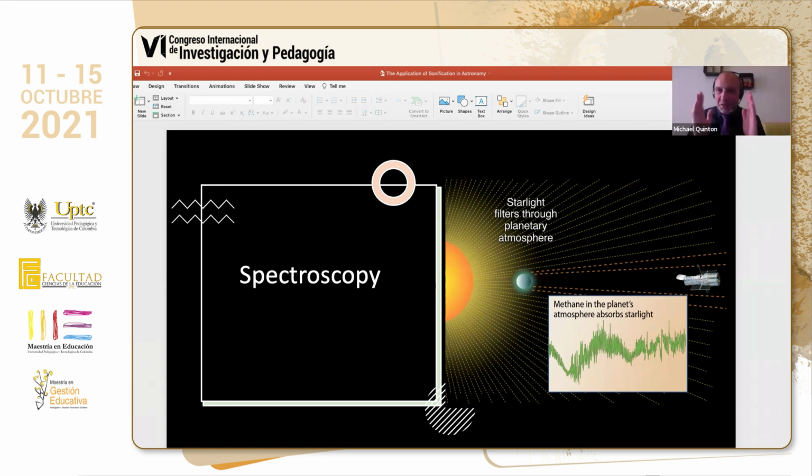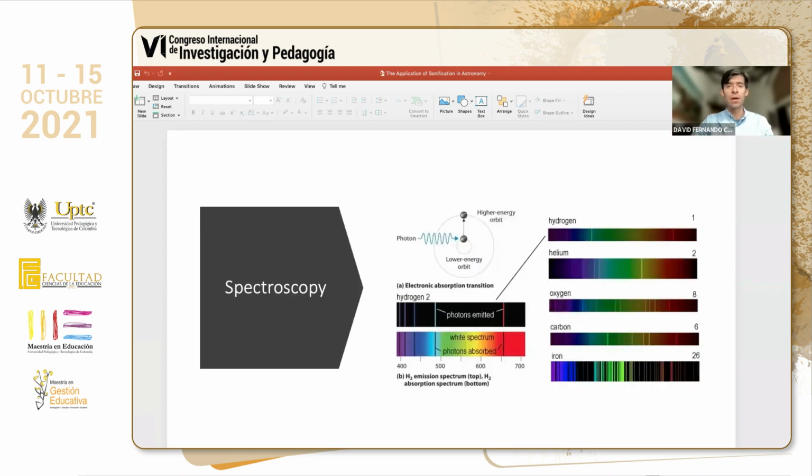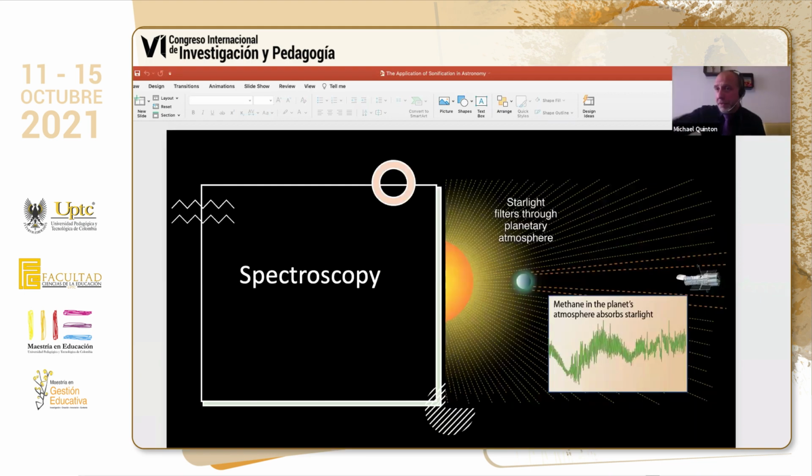So in the green, I think you have to move forward the slide because we are not seeing the gases. You said you talk about methane. If we go to, there you go, on this particular slide you see it says methane in the planet's atmosphere absorbs starlight. The green wave, yes. That's the color of methane.